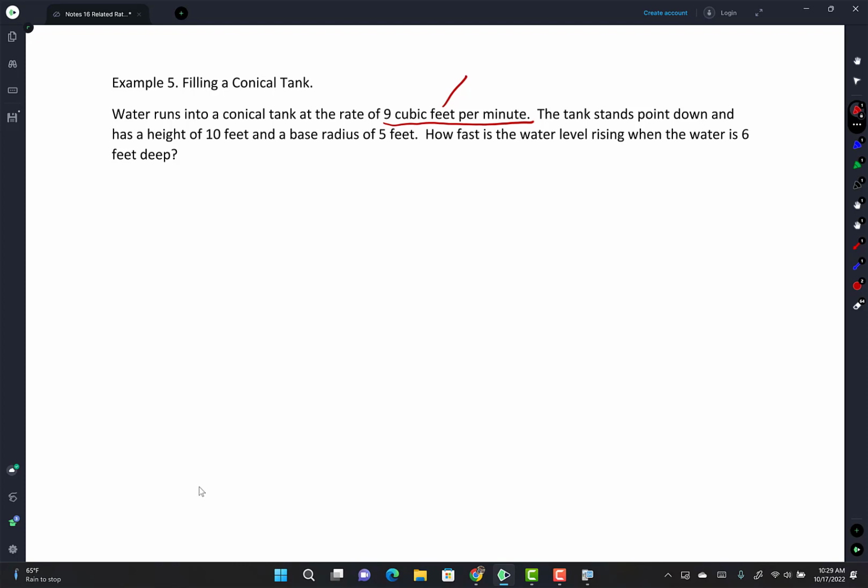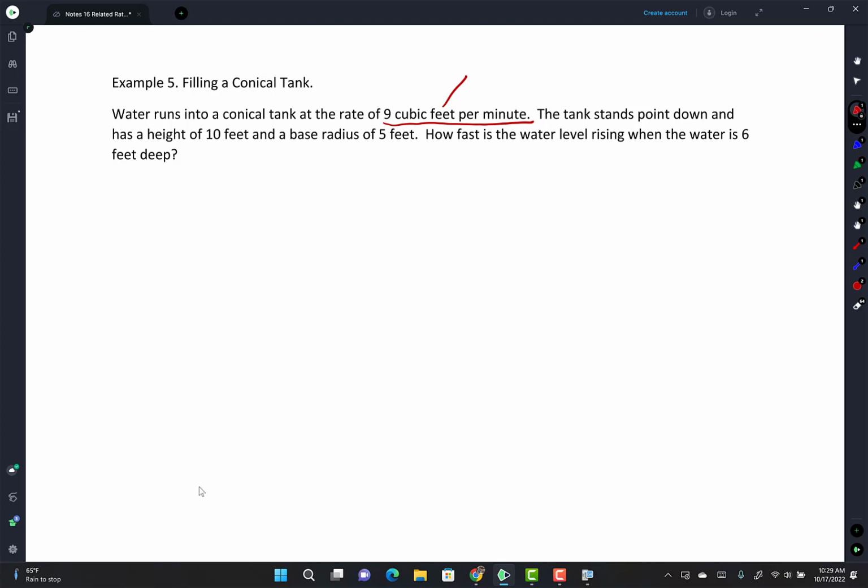All right, here we go. The tank stands point down, just like I drew it, because how else would you be able to get some stuff out? And has a height of 10 feet and a base radius of 5. How fast is the water level rising when the water is 6 feet deep? Okay, let's start again. Let's start with the question. What is 9 cubic feet per minute?